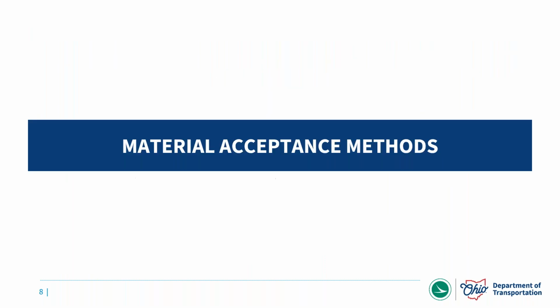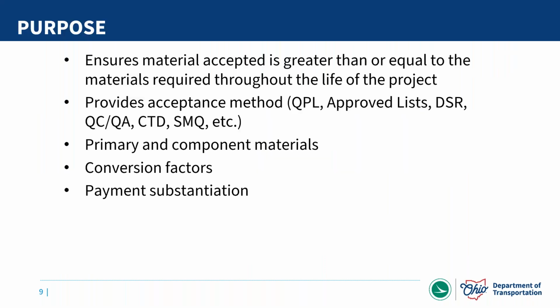Now we are going to move on to material acceptance methods. As stated in the LPA Construction Manual of Procedures, before payment is made to the contractor, sufficient measurements, calculations, material certs, etc. must be made to ensure close conformity to plans and specifications. This means that materials accepted must be greater than the materials required. So how do you go about accepting materials?